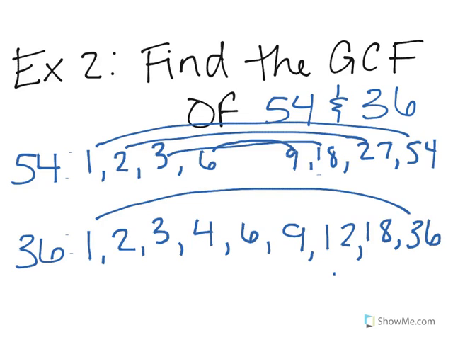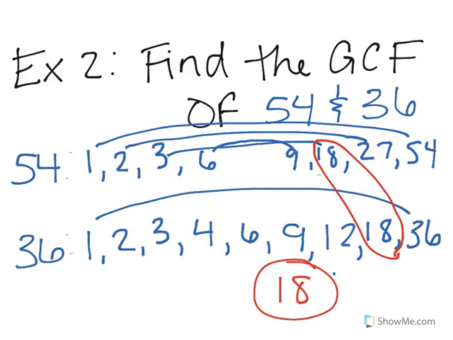So now let's see. What's the largest factor that we have in common? They both have 2s, 3s. They both have 6s. They both have 9s. They both have 18s. Well, looks like 18 is the largest one that they have in common. So I'm going to say the greatest common factor of 36 and 54 is 18.